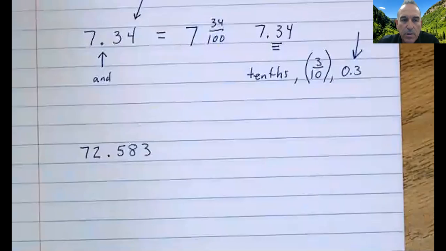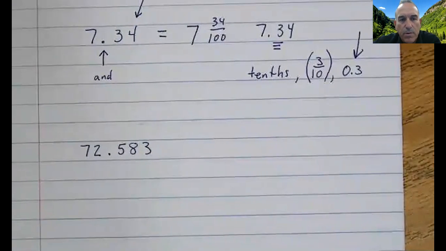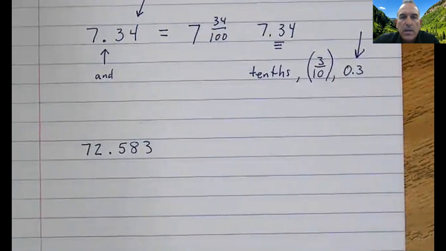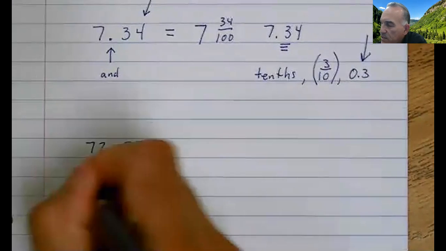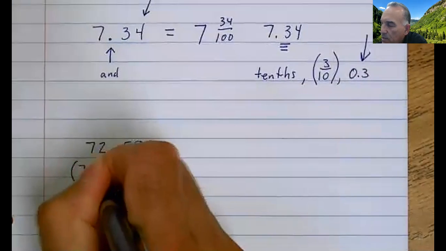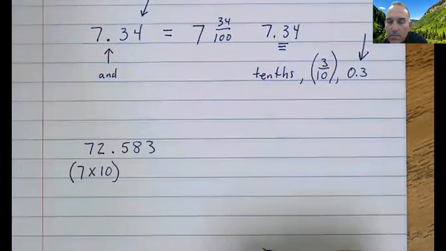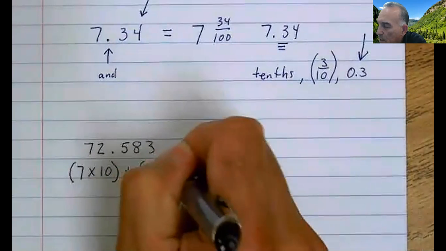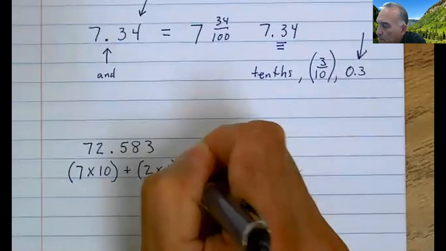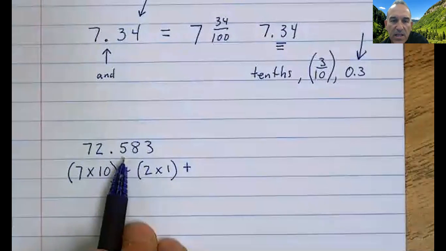I want to look at one more thing here. Let's take this number here and put this in expanded form. Just like we've done with simple numbers without a decimal, we did it with exponents. Now let's do it with a decimal. So I look at this, this is in the tens. I could go like this. I will not use exponents. Isn't that 7 times 10? Plus 2 times 1, plus, I look at this. This is in the tenths place.